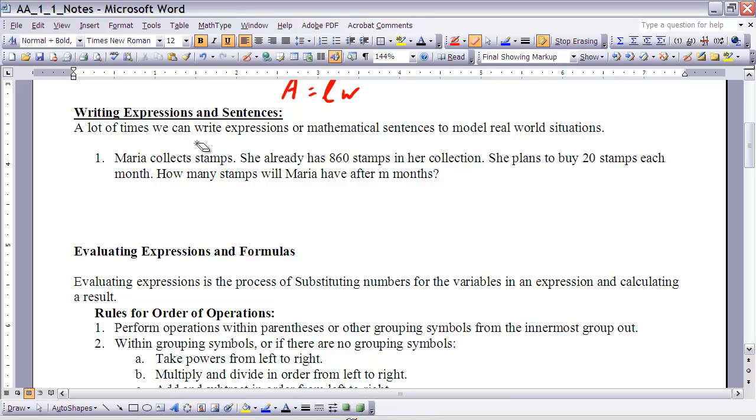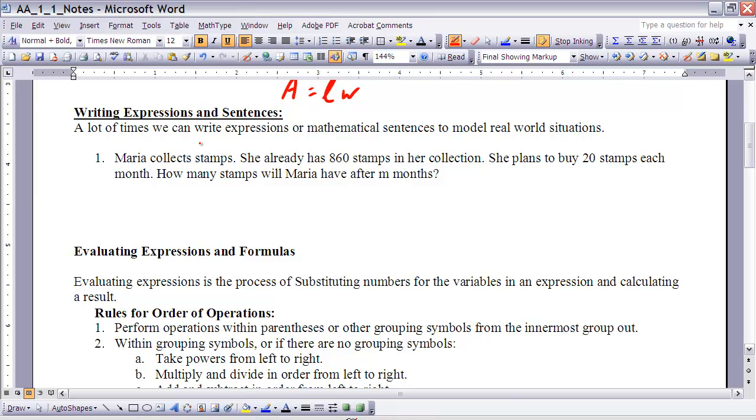It says, Maria collects stamps. She already has 860 stamps in her collection. She plans to buy 20 stamps each month. How many stamps will Maria have after M months? Okay, we're looking to write an expression here. A lot of times we can write expressions or mathematical sentences to model real-world situations.